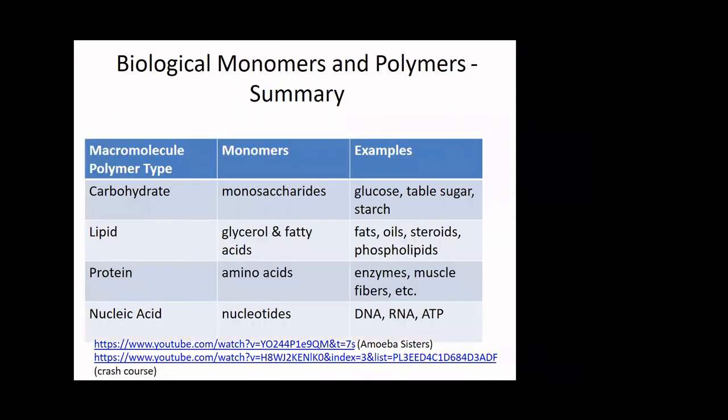Here is a great summary of our monomers and polymers. We have carbohydrates made of monosaccharides, lipids made of glycerols and fatty acids, proteins made of amino acids, and nucleic acids made of nucleotides. There's a couple other really great videos here for you to watch about the macromolecules, and that is the end of our lecture.